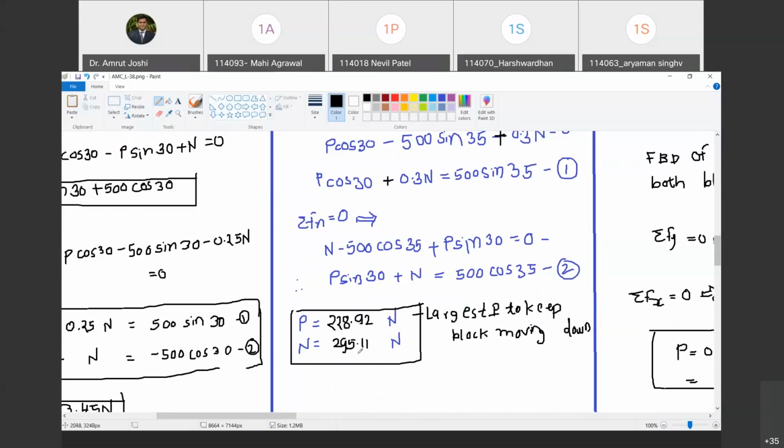Okay. So if we solve now these two equations, we get the value of P as 228.92 Newton and N as 295.11 Newton. So this is the largest value of P for which the block keeps moving in the downward direction.